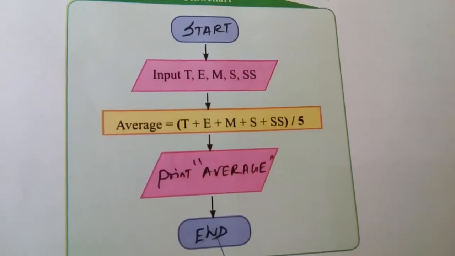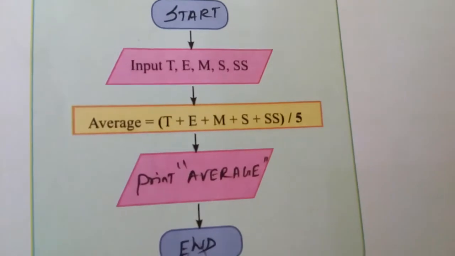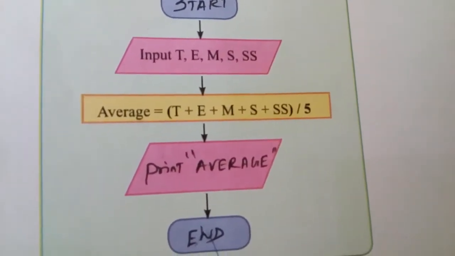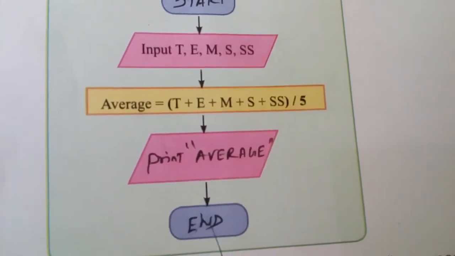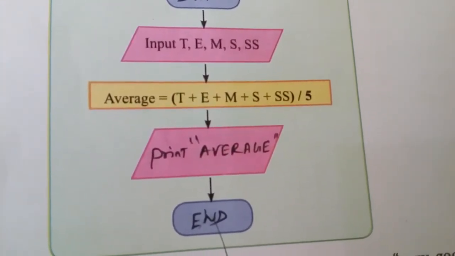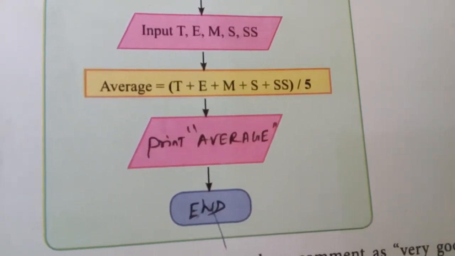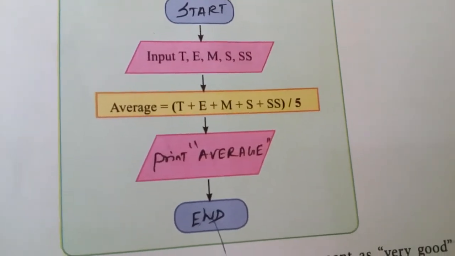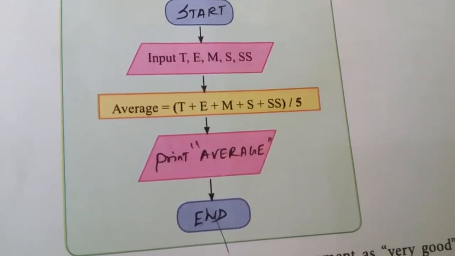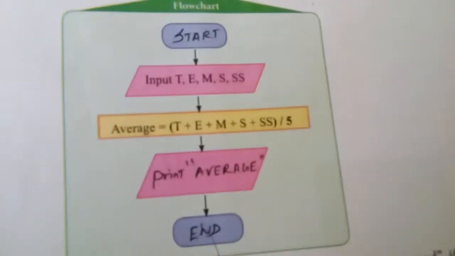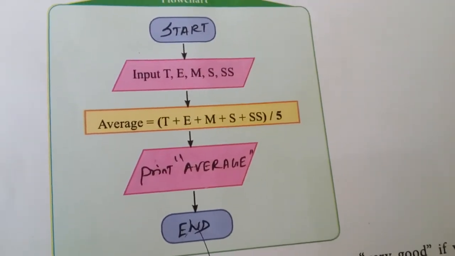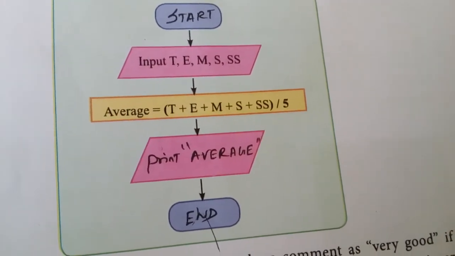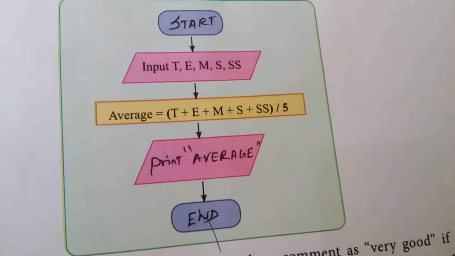So, start, input the marks: Tamil, English, Maths, Science and Social Science. Then average: adding all the subjects and dividing by 5. After dividing by 5, whatever value you get, you print it, so you write print average. And at the end you give the end. Unless you give the end statement, the process will not be completed. When you give the start, only then the program will start. This is the basic information we give to the system to start and end. Unless it is there, the process will never be completed.